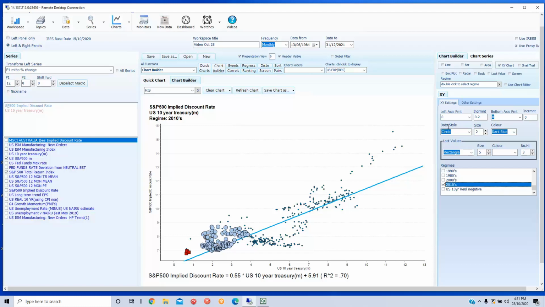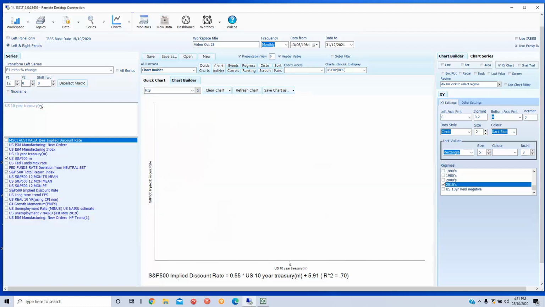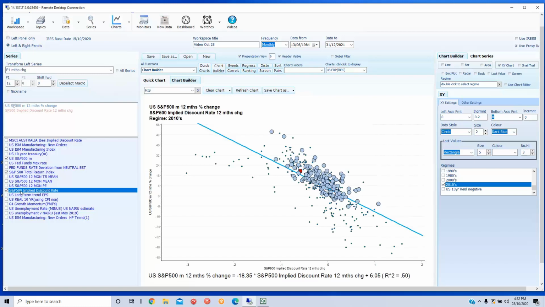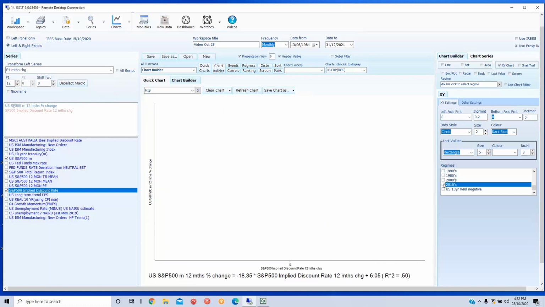So what if we then looked at the relationship between the discount rate and valuation? We're going to now look at the 12-month change in the US equity market, and alongside that, we're going to look at the change in the discount rate. On this chart, I'm just going to uncheck this.